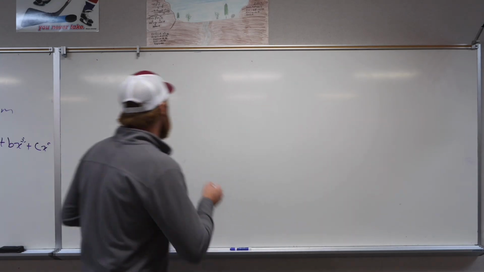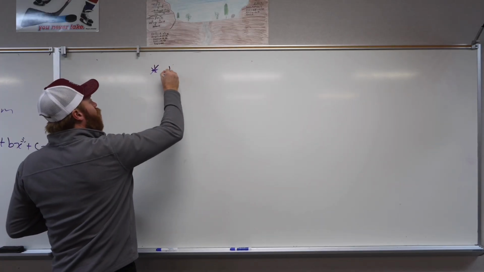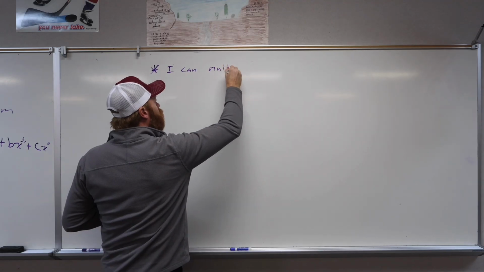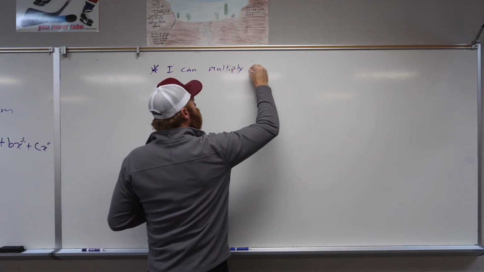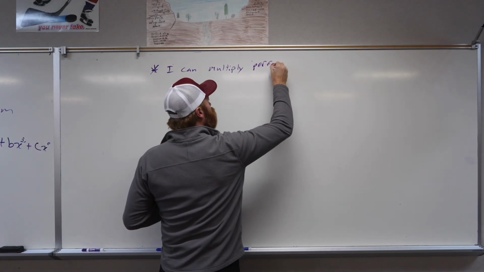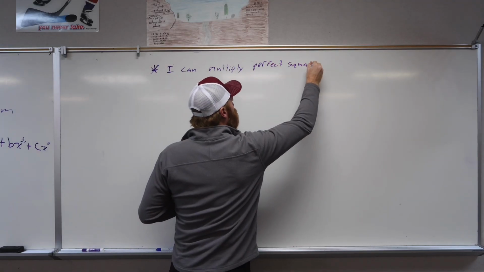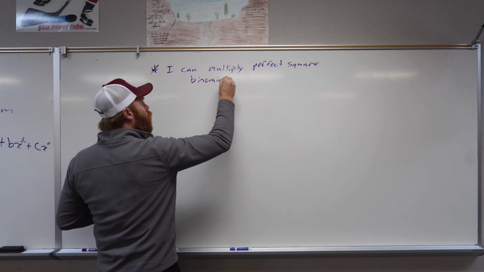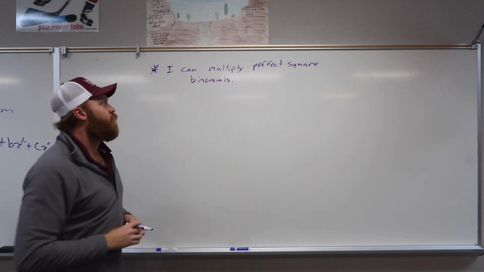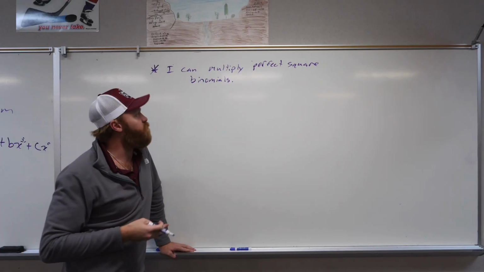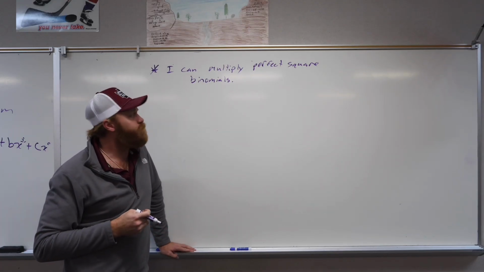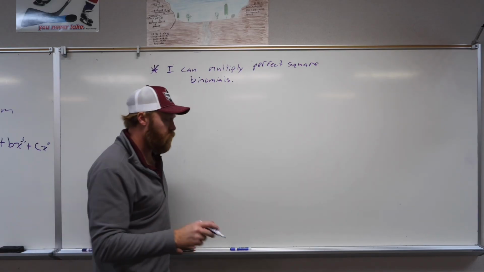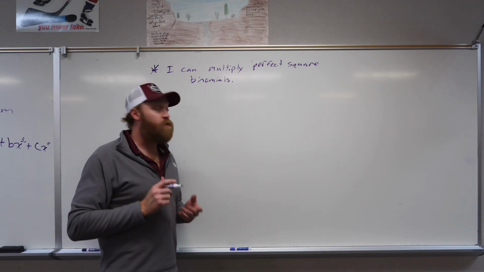So today we're going to go with "I can multiply perfect square binomials." Okay, this one sounds like there's some big words, but once we take a look at it, that should kind of go away. And once you see the example, we should be pretty good to go.